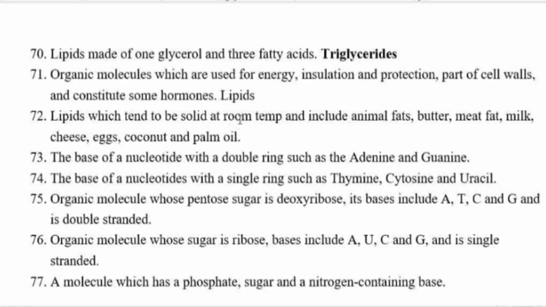Now 72. Lipids which tend to be solid at room temperature and include animal fat, butter, meat fat, milk, cheese, eggs, coconut, and palm oil. What kind of lipids are those? We will say they are saturated fat. So they are solid at room temperature. They include animal fat, butter, meat fat, milk, cheese, eggs, coconut, and palm oil.